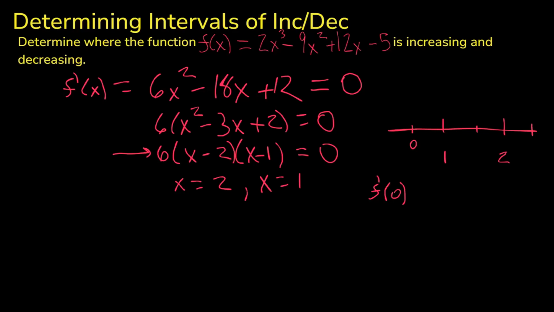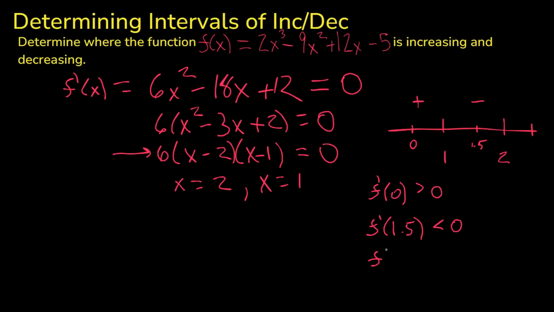If I use the factored form, I would just have 6 times -2 times -1, which would make a positive. So I know that the derivative is greater than 0 at 0. That's indicative of this entire interval for x less than 1. So I know the derivative is positive. If I pick a number between 1 and 2, let's say 1.5, then f prime of 1.5, if I use the factored form again, I would have 6 times a negative number times a positive number, which is going to make a negative number. So that whole interval, I know the first derivative is negative.